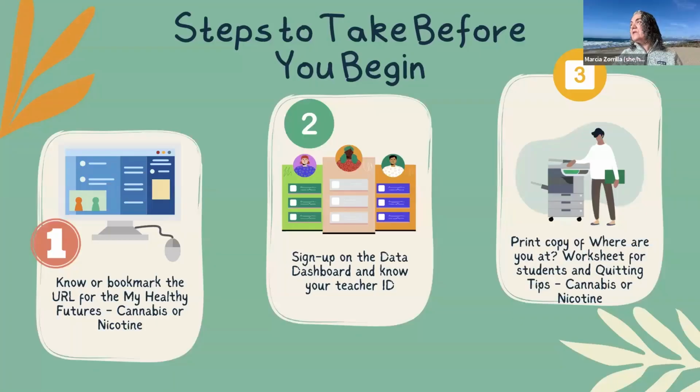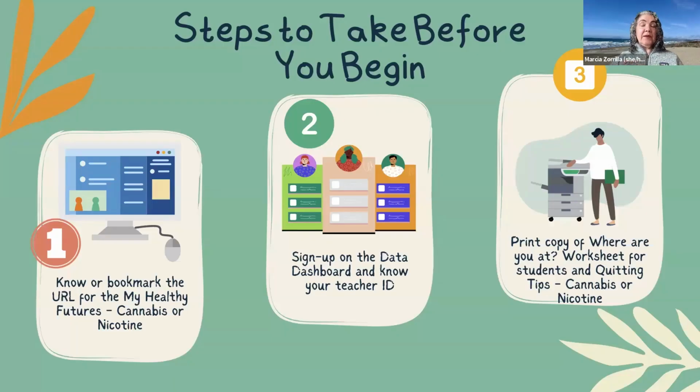So these are the steps of what to do. Getting the URL, the bookmark for the My Healthy Futures, the nicotine or the cannabis version, then signing up on the data dashboard, having that teacher ID. And I'll show you where all that is. We do have a where-are-you-at worksheet to do for a follow-up, and then we have the quitting tips. I'll show you all that.